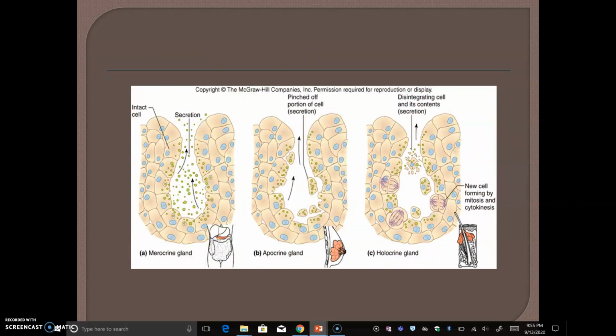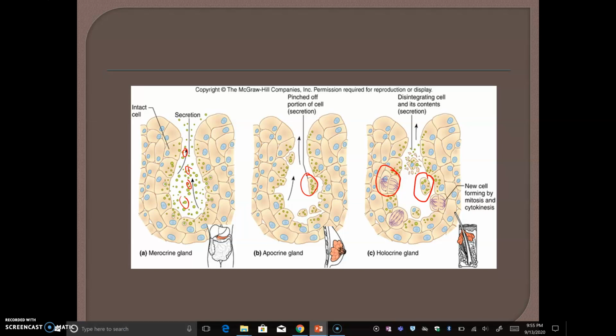So you can see the different types. The merocrine gland is just releasing the secretion here. Our apocrine gland releases a little bit of the cell. And then holocrine glands release entire cell products here. And we can see that these rapidly growing cells over here are going through mitosis to create more cells to replace the cells that are being lost with this secretion.